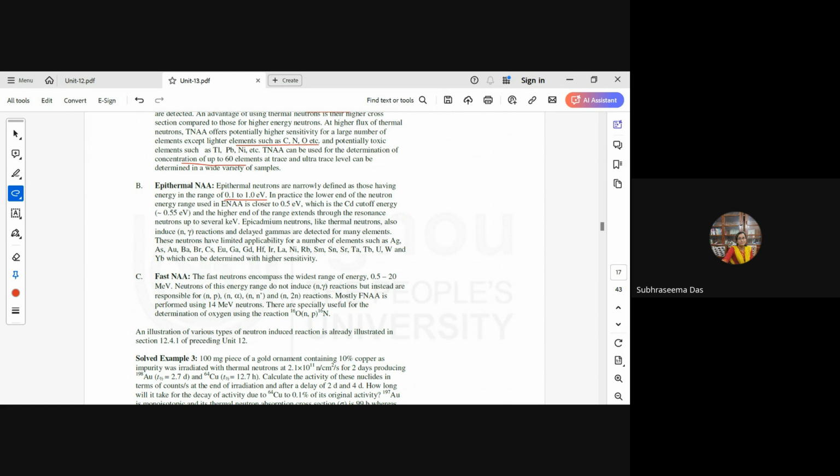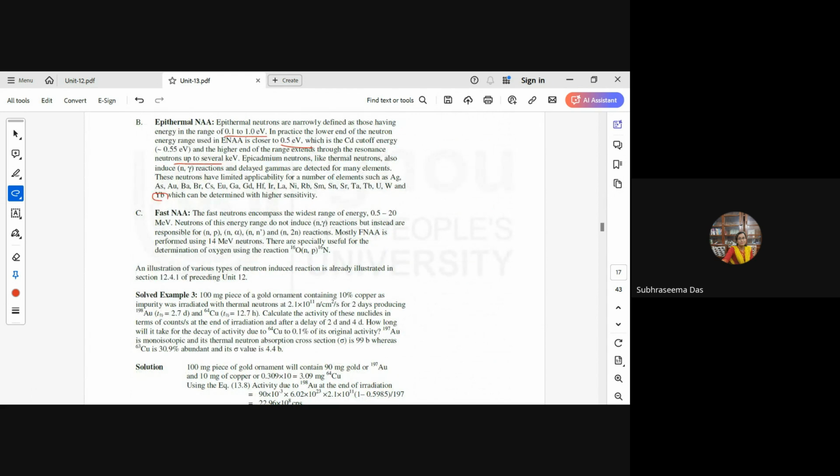In practice, the lower end of the neutron energy here is closer to 0.5 eV, which is the cutoff energy, and the higher end of the energy extends through the resonance neutrons up to several keV. Epicadmium neutrons induce (n,gamma) reactions, and they are used as detectors for many elements. These neutrons have limited practicability, and ytterbium can be determined with higher sensitivity.